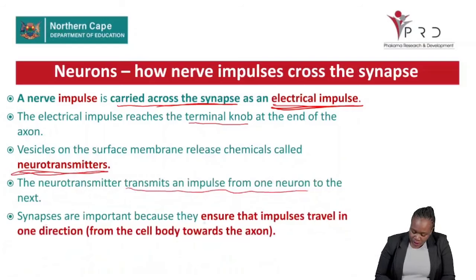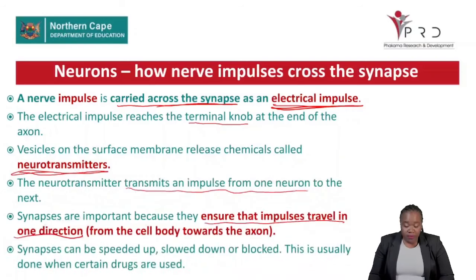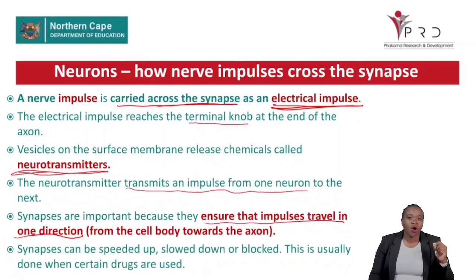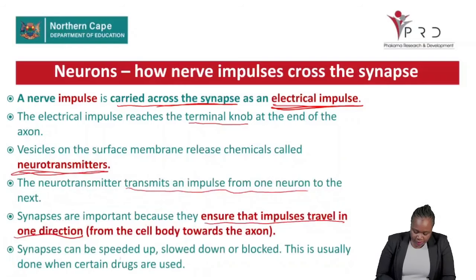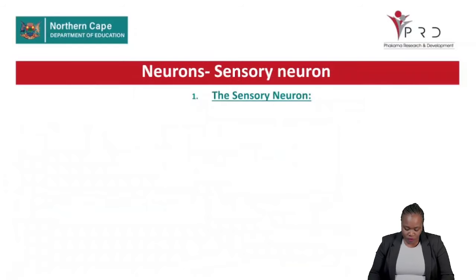So the synapses are important because they ensure that impulses travel in one direction from the cell body towards the axon. You should take a note of this. Impulses always travel from the cell body to the axon. So if you are asked about the direction of transmission of an impulse, you should always know that it will always be from the cell body to the axon terminal of the neuron, right? So these synapses can be sped up or slowed down, or they can actually be blocked with the use of certain drugs.